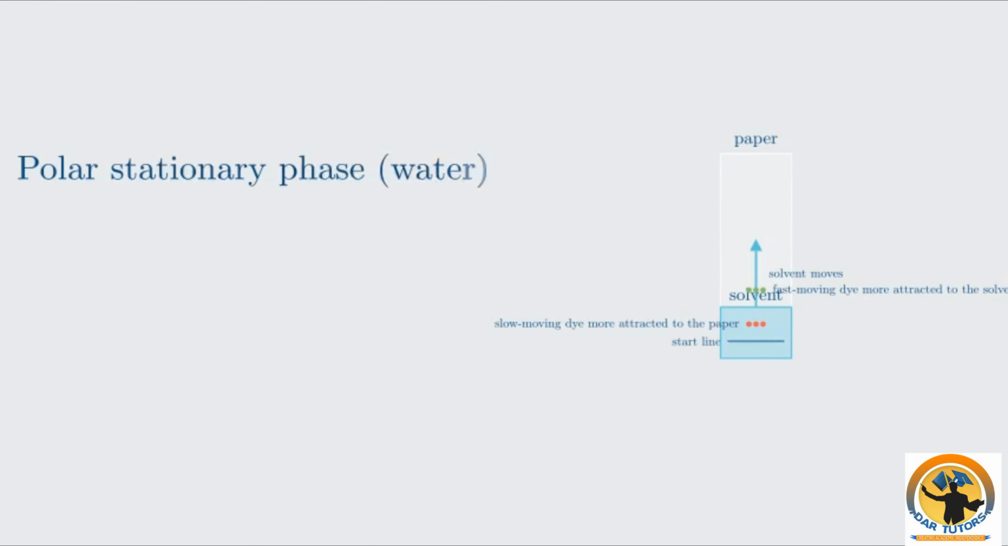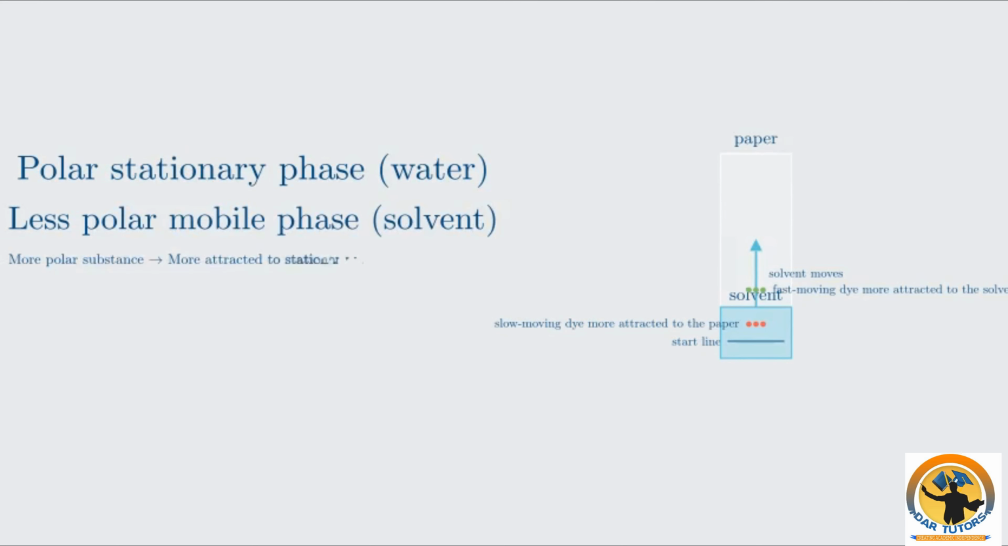This partitioning is governed by the polarity of the components. A more polar component will be more attracted to the polar stationary phase, spending more time in the water layer and thus moving more slowly up the paper.